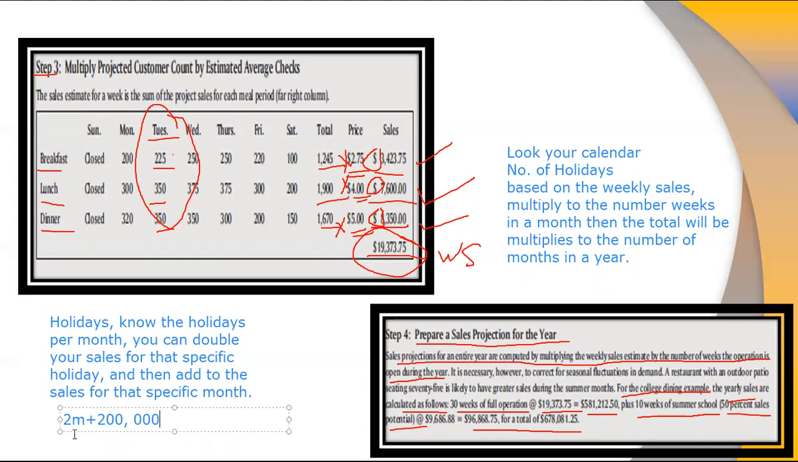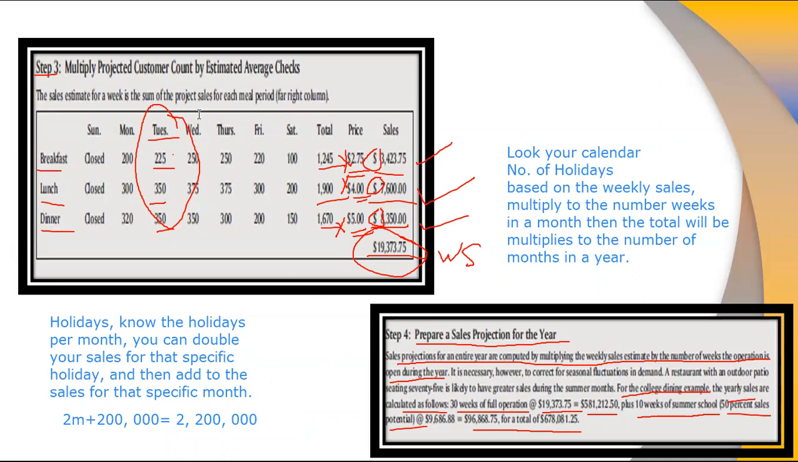So you will add the 200,000 to the 2 million. Again, this is for the sales without the holiday computation. You add the 200,000 additional because you doubled the amount of sales for Tuesday. So the total will be 2,200,000 for the month, for example, of January. So do not forget again to include the holidays in your yearly projection.